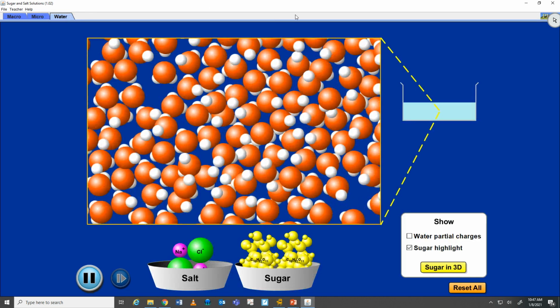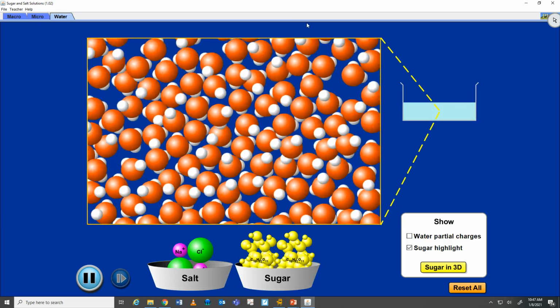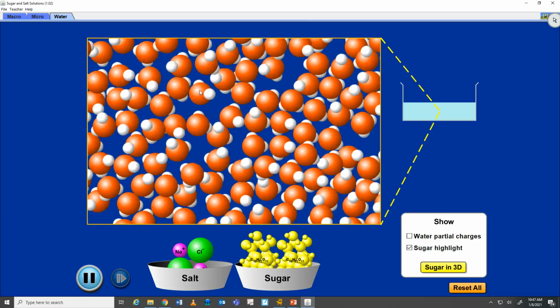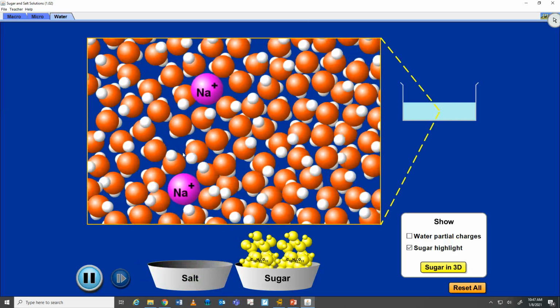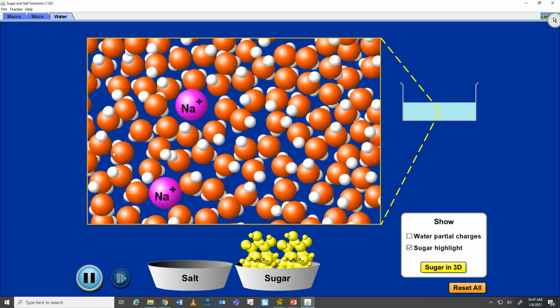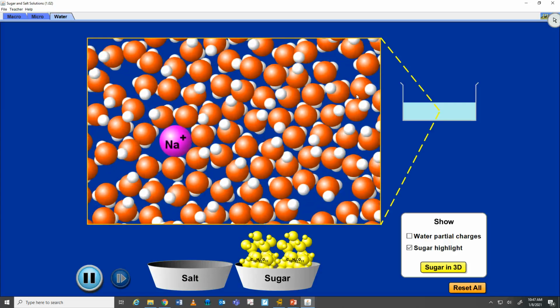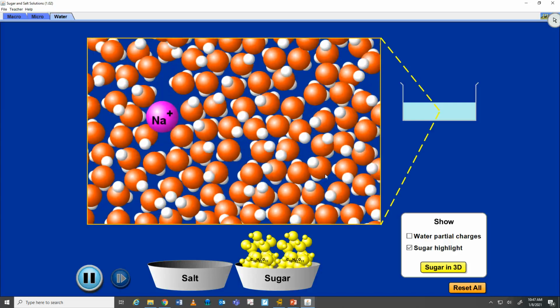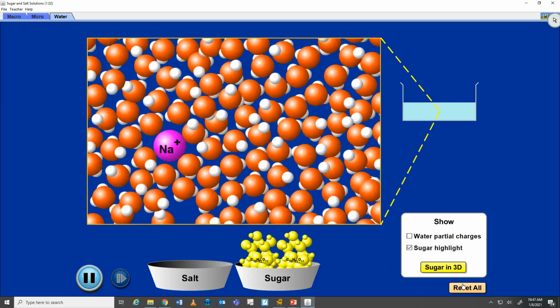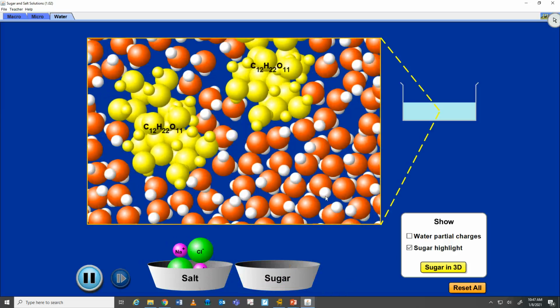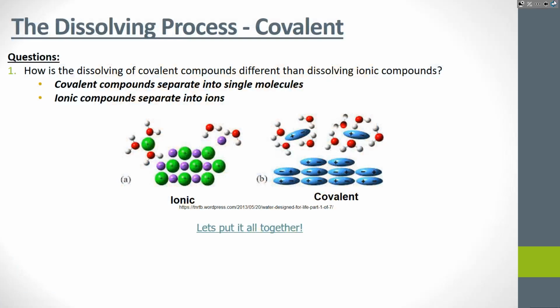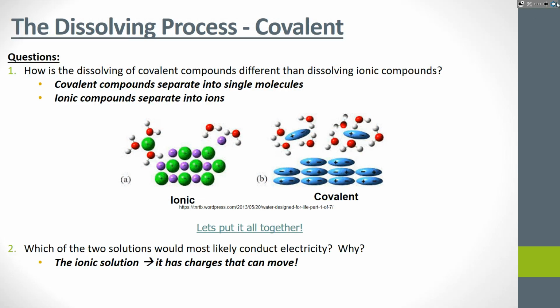Now, if I go even closer, if you imagine water at the molecular level, it's got all these little H2Os moving around like crazy. If I dissolve salt into it, you're going to see that the water molecules, look at the red side, is grabbing onto the sodium, and the white side of the water would be grabbing onto the chlorines, but they've just got pulled apart into the solution. But if I reset and go to sugar, the entire molecule gets surrounded by waters. So it's a little bit different. All right. Which of the two solutions conducts electricity? The ionic one, because it has charges that can move.